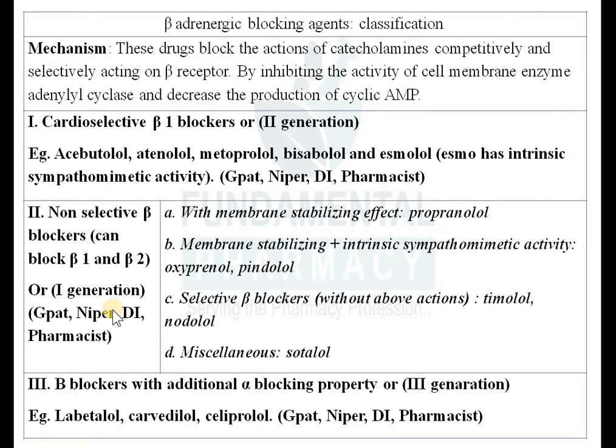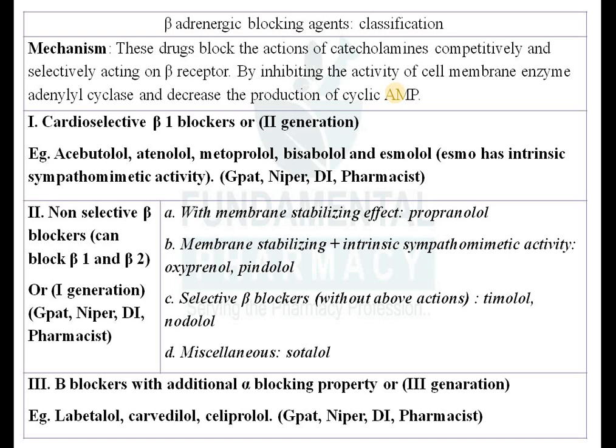Okay, and nowadays they are very much popular in therapeutics. A lot of beta blockers are used as antihypertensive agents, or they will decrease your blood pressure. So you know that there are different beta receptors: beta 1, beta 2, beta 3.